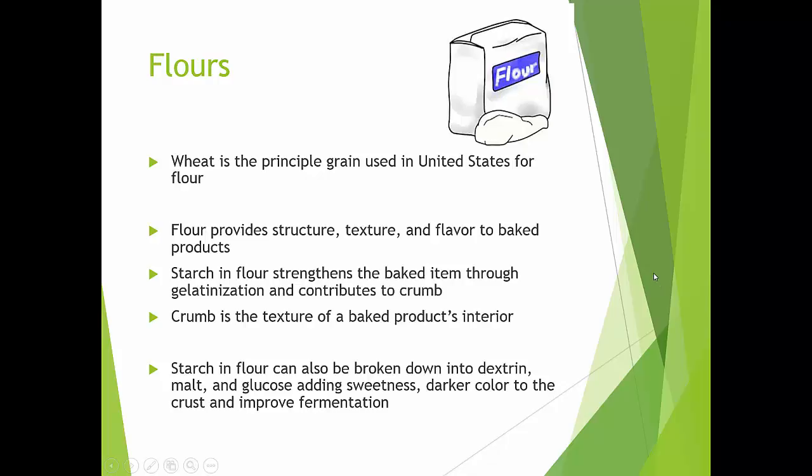Wheat is the principal grain used in the United States for flour. Flour provides structure, texture, and flavor to baked products. The starch in flour strengthens the baked item through gelatinization and contributes to the crumb. Crumb is the texture of a baked product's interior. It's partially created during baking and by the number and size of air cells produced. The starch is also gelatinized and protein is coagulated.